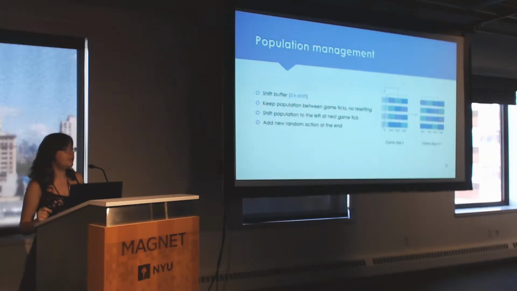Then we have population management. For this, we looked at a shift buffer, and we call this EA shift. The idea is to retain information between game ticks. We spend all of this limited time that we already have, and we go through a whole process of evolution. In the vanilla version, we would throw all of this away and start fresh with a new sequence of actions from the next game tick. But with this one, we choose to remove the first actions of all the individuals in the population and just add a new random one at the end. So we're still keeping that information and try to evolve on top of it.